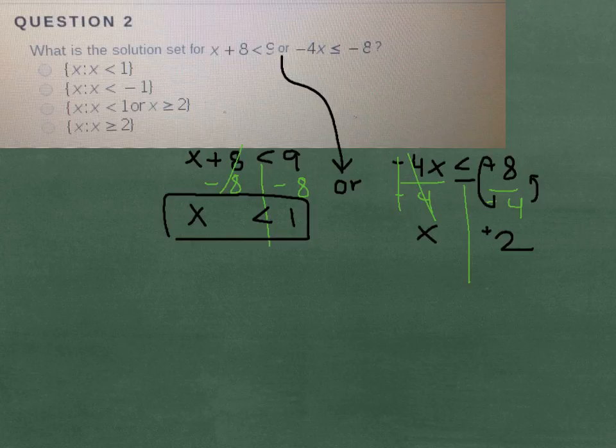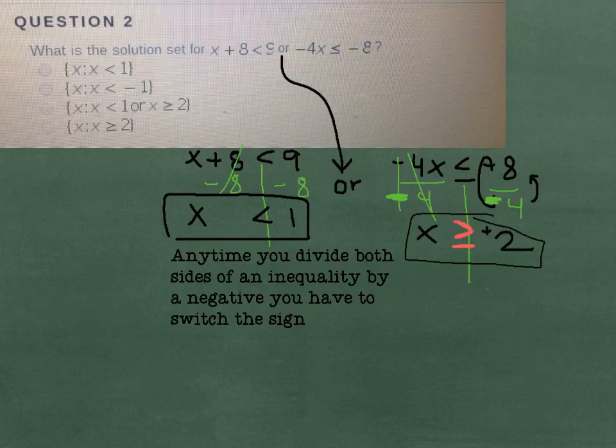And for this problem, something weird is going to happen. We are going to switch the inequality sign the other direction. Why? Because we divided both sides by a -4. So because of this negative on both sides, that's why we're switching the inequality. Okay, that is very important. Anytime you divide both sides of an inequality by a negative, you have to switch the sign. Make sure you copy that down. If you look at the answer choices, the only answer choice that looks like ours is the third one. So please pick that one as your answer.